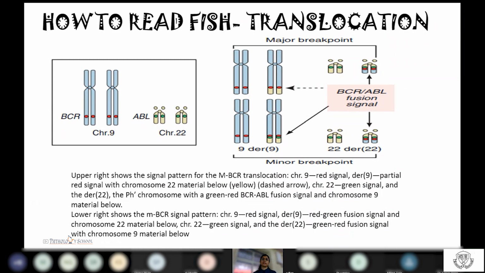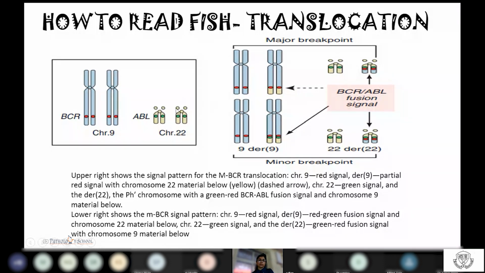Next is how to read FISH in cases of translocation. Now translocation, the very common one is your translocation 9;22, which is your CML. Your BCR gene in chromosome 9 is labeled with red. Your ABL gene in chromosome 22 is labeled as green. Now the question arises that translocation 9;22 is also seen in CML, AML and ALL. So on a molecular level, they are distinguished into 2 categories, your major and your minor. Your major is the one most commonly seen in CML, and your minor is most commonly seen in childhood ALL. So you should know where the breakpoint occurs.